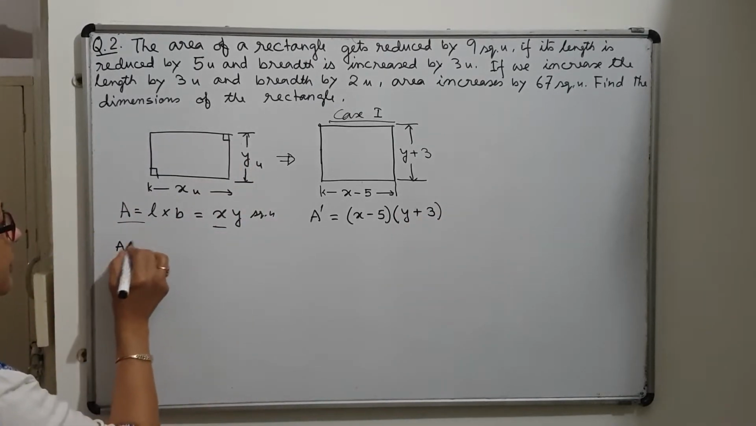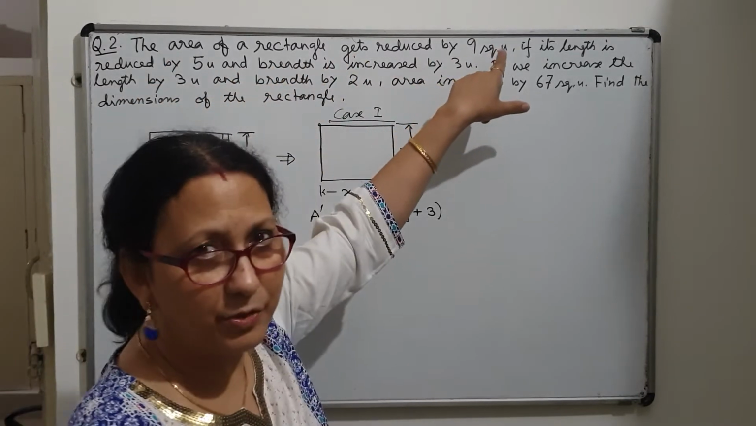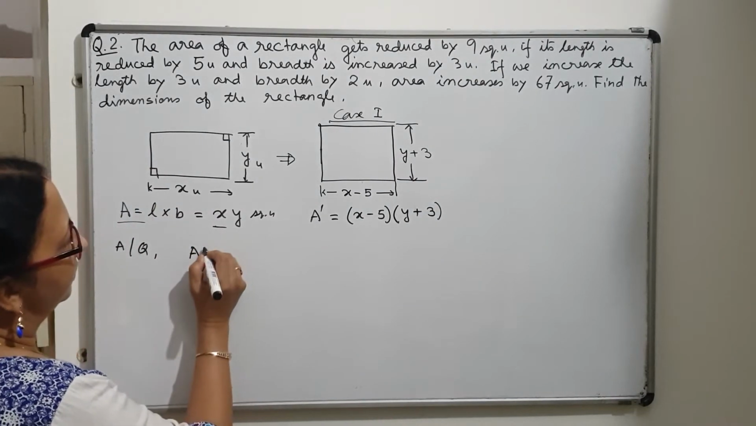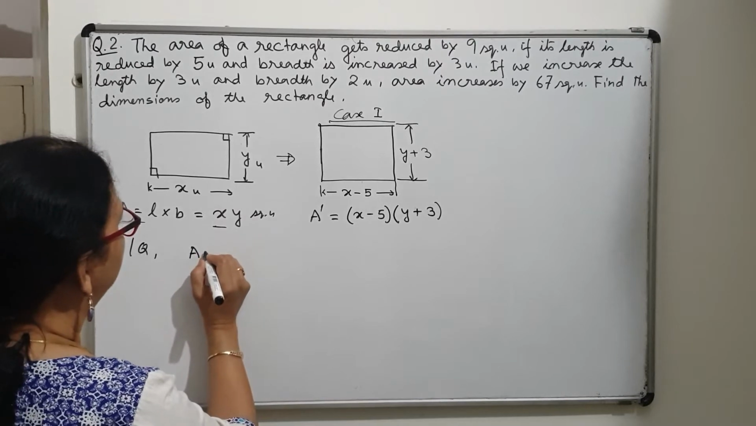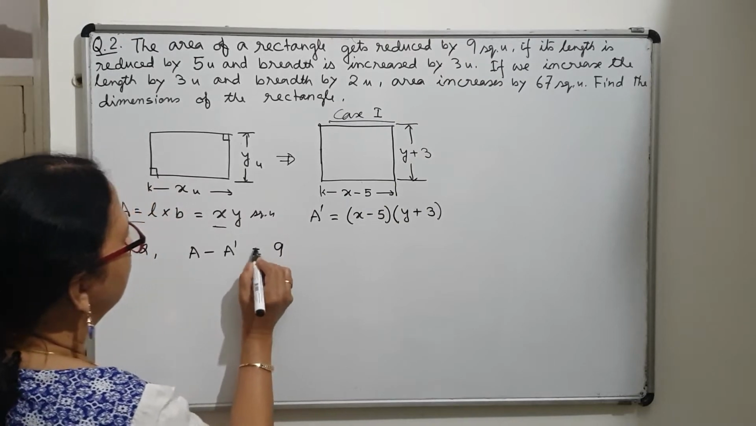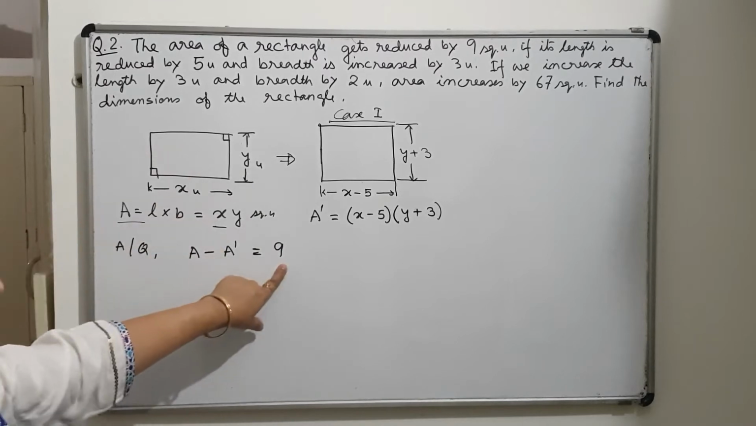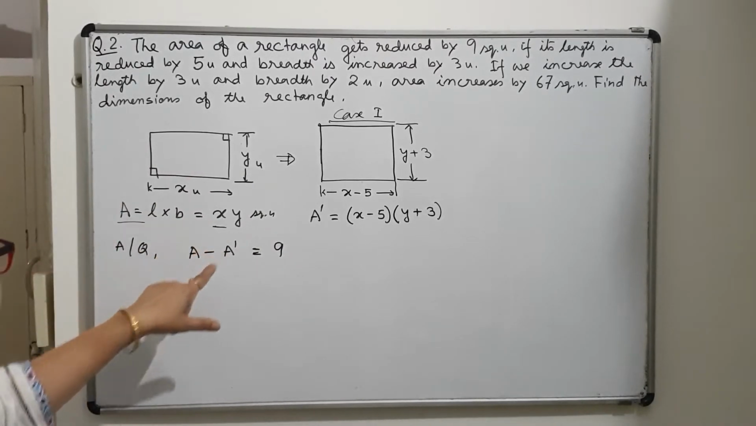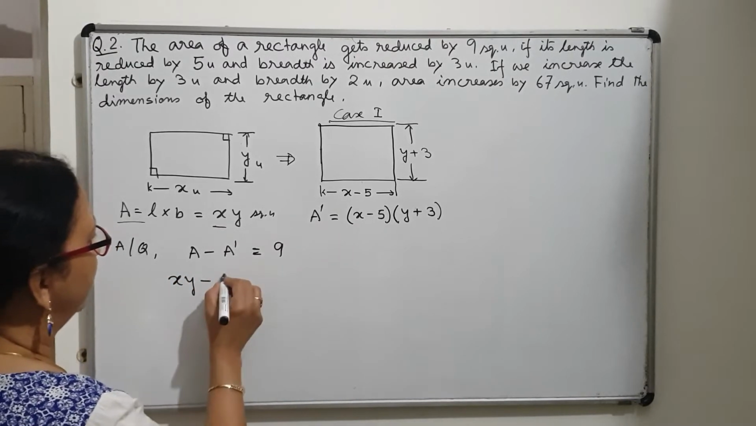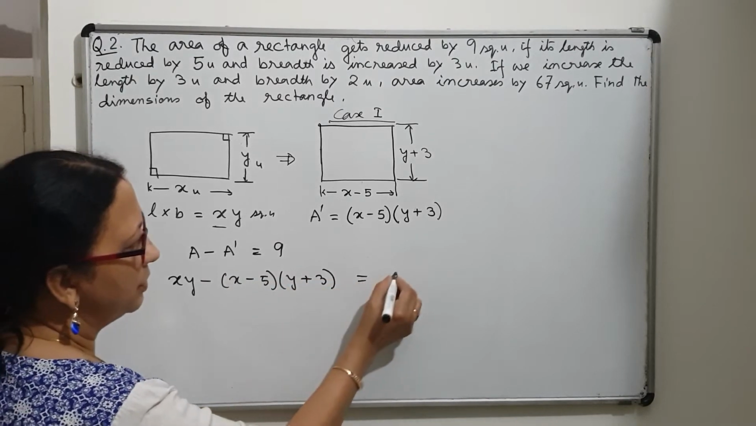According to the question, the area of the rectangle gets reduced. So I can write A minus A dash is 9. So this is the equation, that this new area is less than the original area by 9 square units. Now let me write: A is xy, minus A dash, which is x minus 5 into y plus 3, is equal to 9.